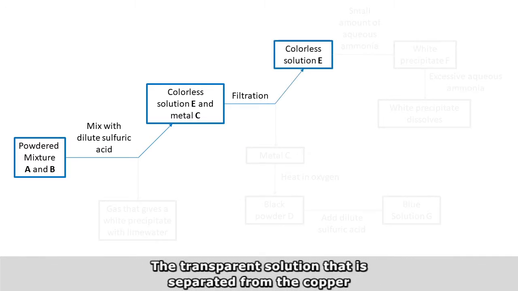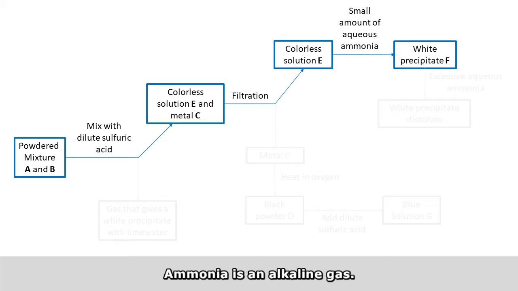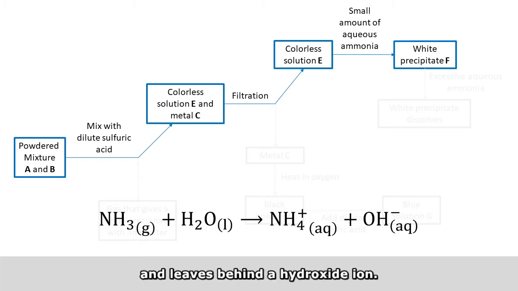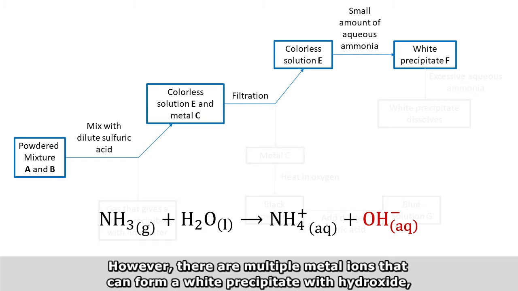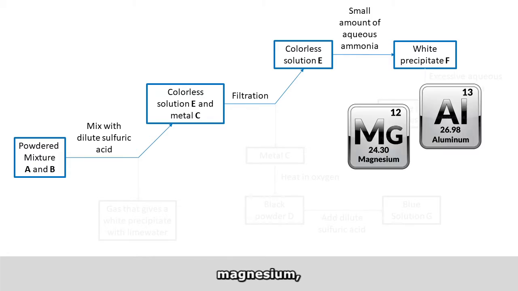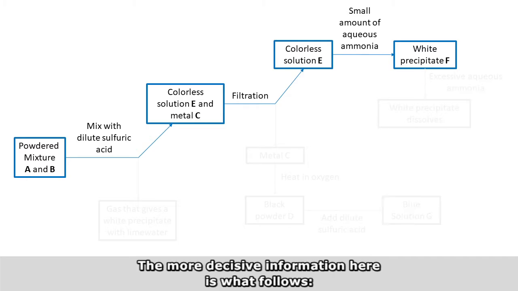The transparent solution that was separated from copper is treated with a small amount of aqueous ammonia. So ammonia is an alkaline gas. When dissolved in water, it snatches away the hydrogen ion from H2O and leaves behind a hydroxide ion. However, there are multiple metal ions that can form white precipitate with hydroxide, such as aluminum, magnesium, zinc, and even calcium. The more decisive information here is what follows.